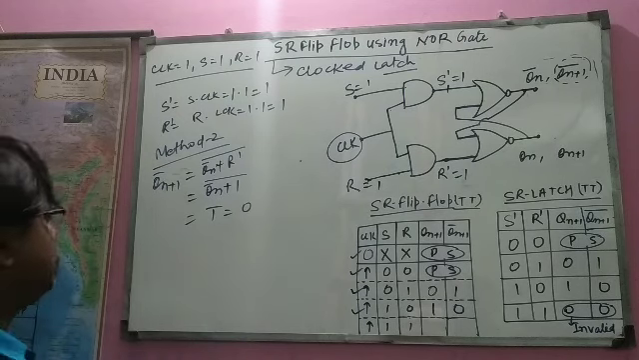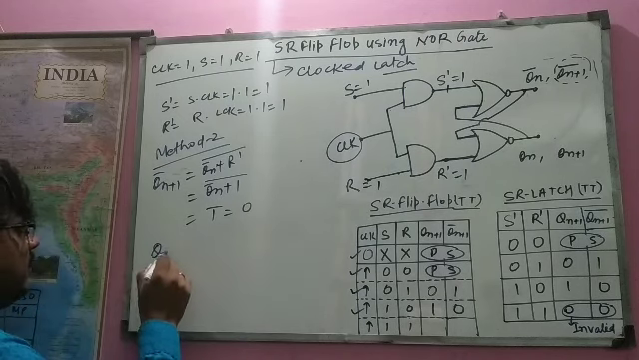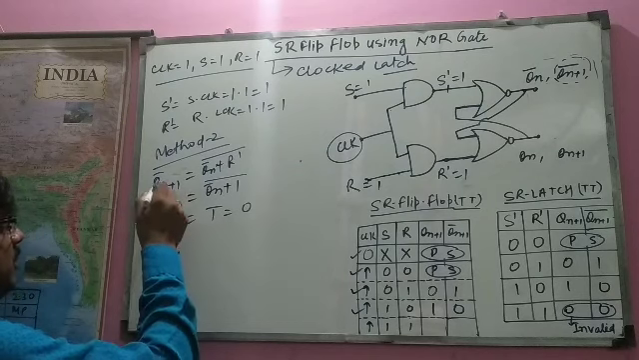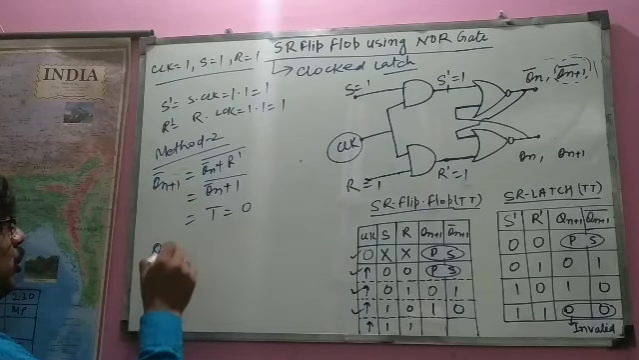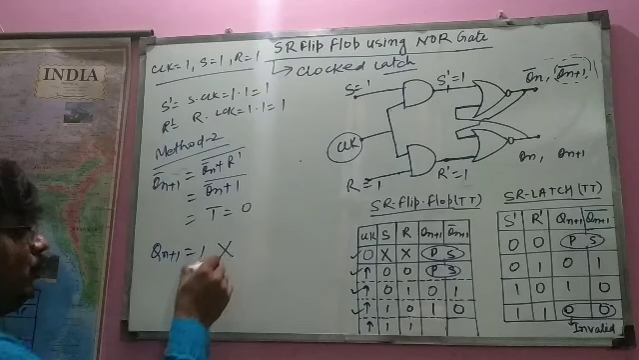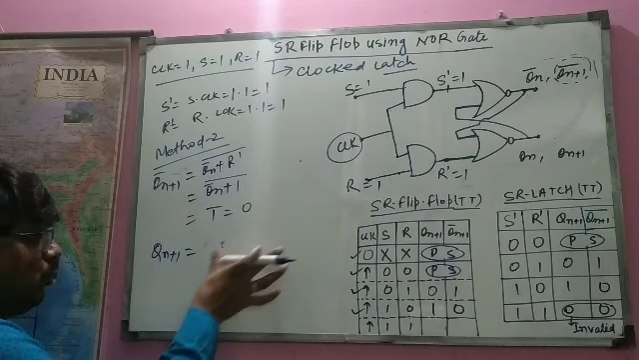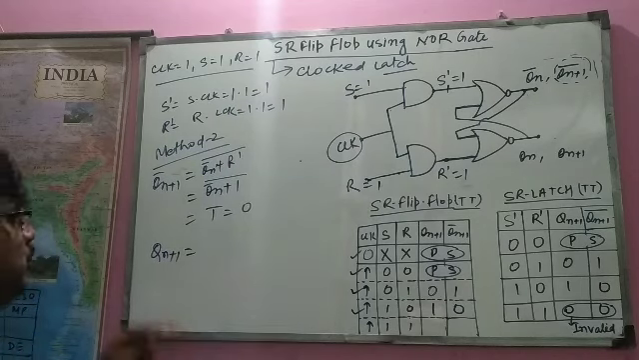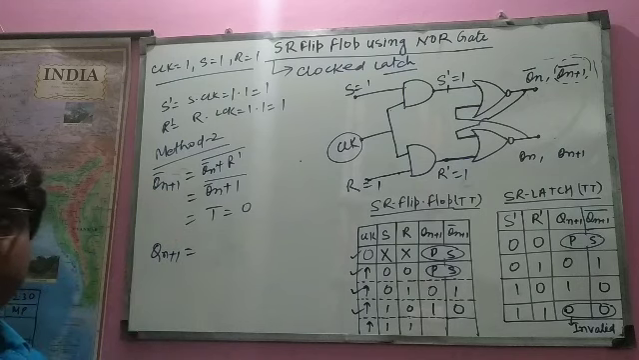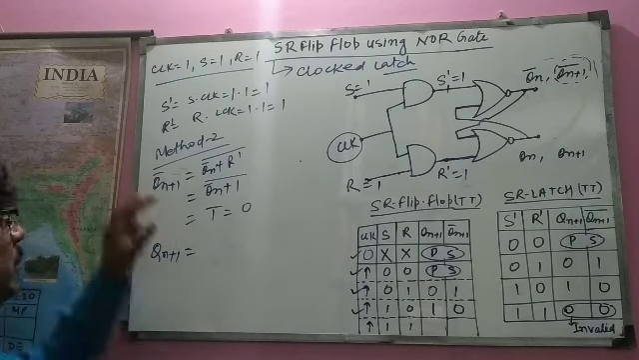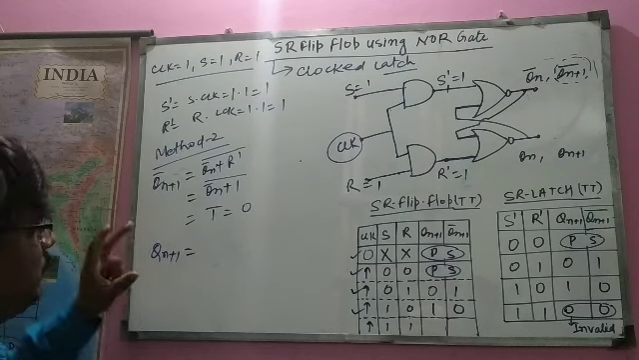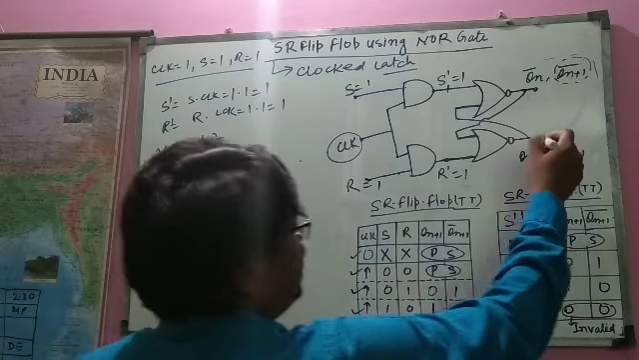Since Qn plus 1 bar is 0, so it will be 1. No, we will not go like this. We have to calculate both the outputs, Qn plus 1 bar and Qn plus 1. So let us see. We have to calculate.